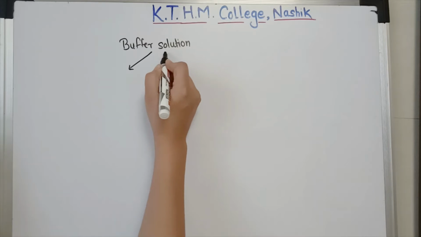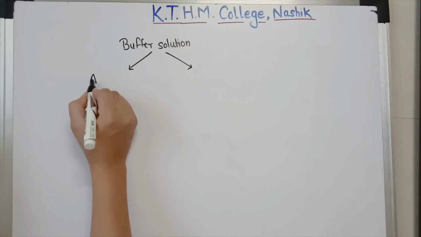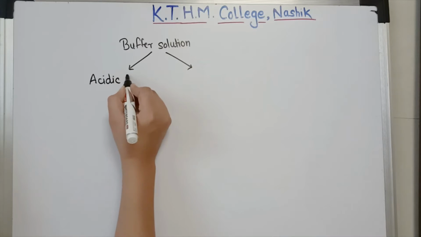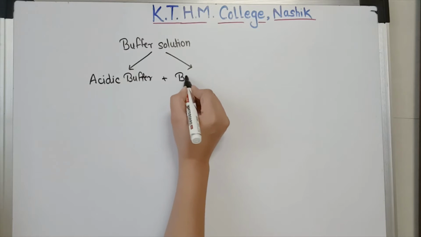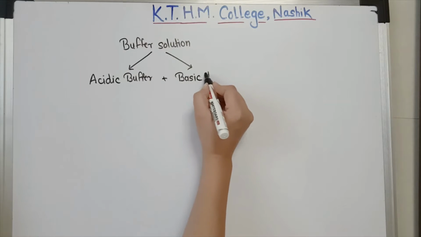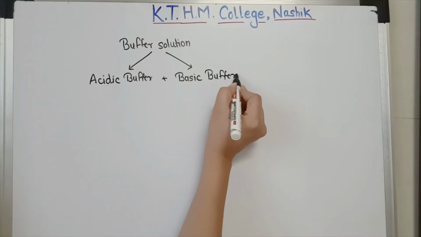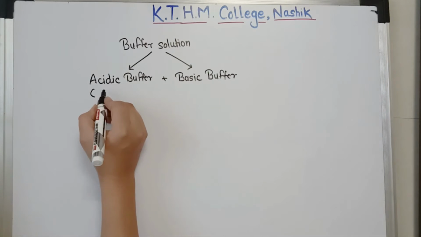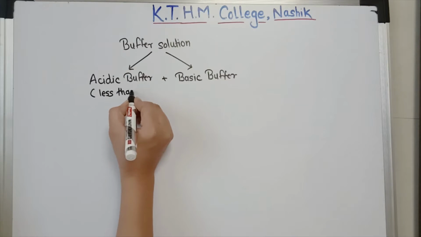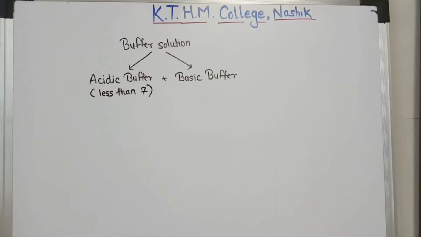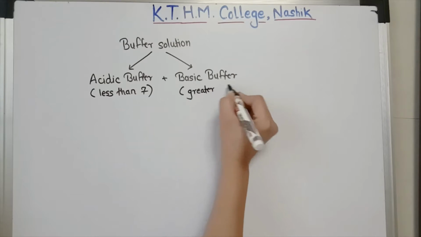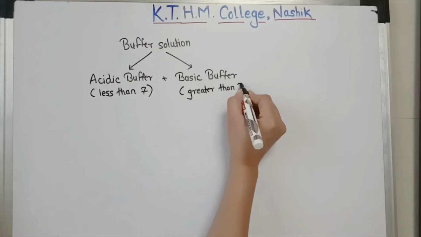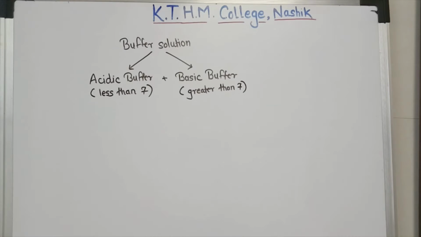These buffer solutions are of two types, that is, acidic buffer plus basic buffer. Okay, so this maintains the pH less than 7. Okay, this maintains the pH greater than 7. Okay, this is the basic.